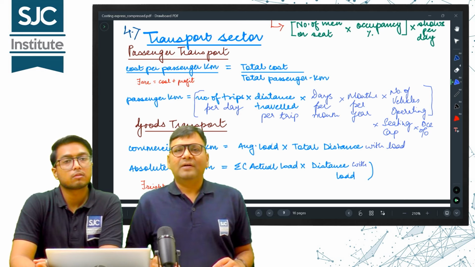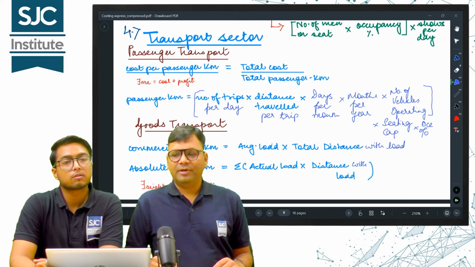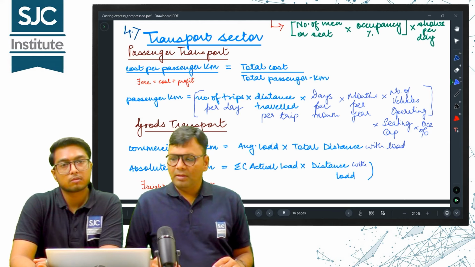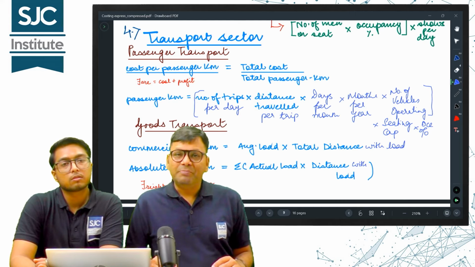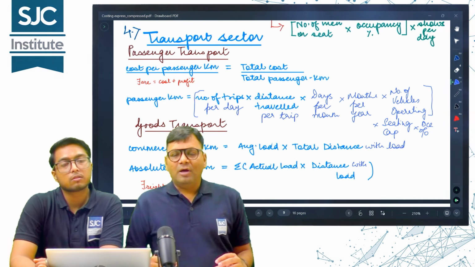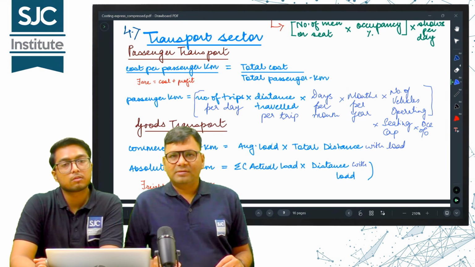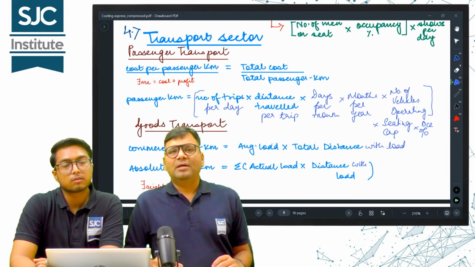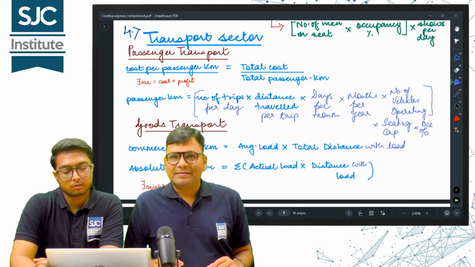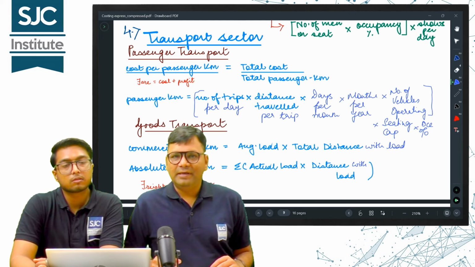To find out total distance traveled, we should take number of trips per day multiplied by distance traveled per trip, multiplied by days per month, multiplied by months per year, multiplied by number of vehicles operating. Number of vehicles operating means number of vehicles that the transport company has multiplied by vehicles in perfect working condition percentage. Once you have got this, you use this for calculating the fuel cost and other variable costs associated with distance run. Then you calculate passenger kilometers by multiplying the above kilometers with seating capacity and occupancy percentage.